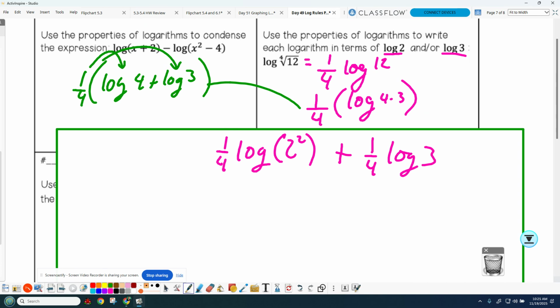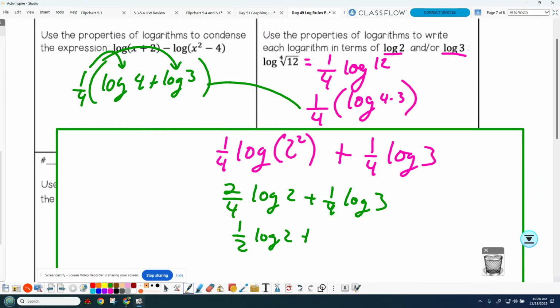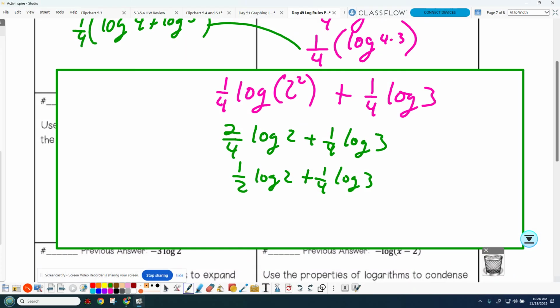Yep, can you move the 2 squared over to the front? I'm still not done, so 2 squared, bring that 2 out front. This is 1/2 log base 2 plus 1/4 log of, sorry, I'm saying base wrong, log 3. That's fancy. Okay.